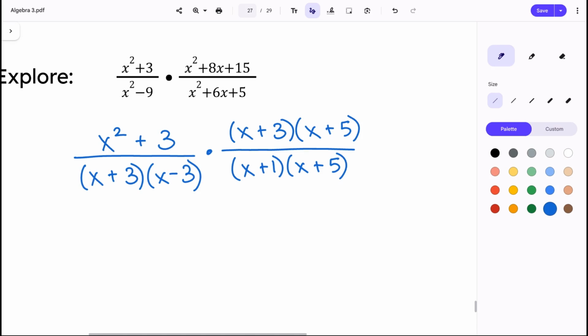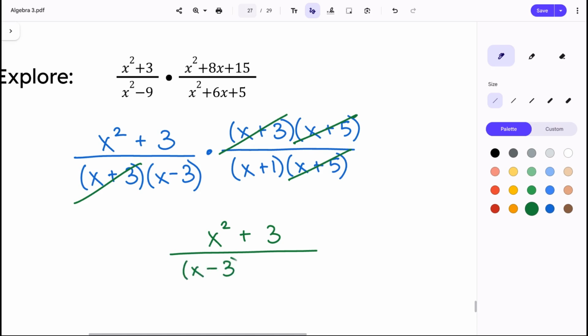Very good. Okay. What'd you guys all cross off? The x plus 5. And then the x plus 3. All right. And so we're left with x squared plus 3 on the top. And on the bottom, x minus 3 and x plus 1. If you have the bottom terms flipped, it doesn't matter, because you might have factored that a little bit differently than mine, or you might be writing them differently. That's fine. They just all need to be there. Okay? Questions on that one with the multiplying?